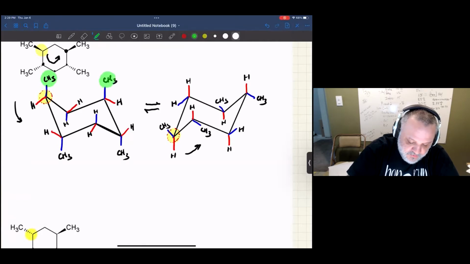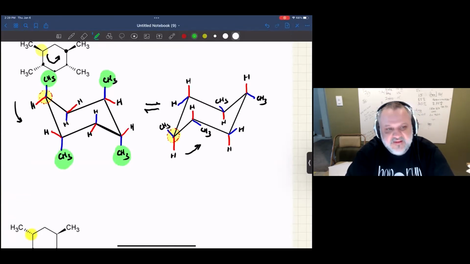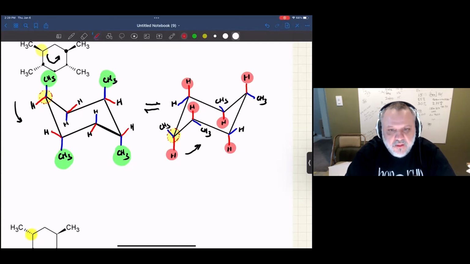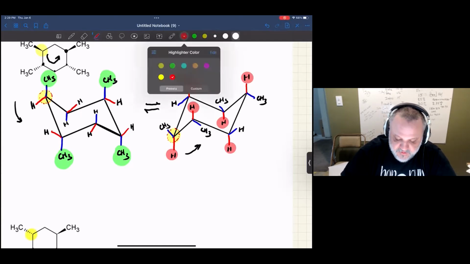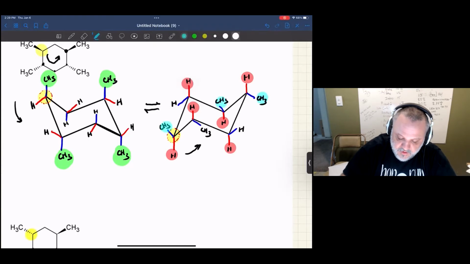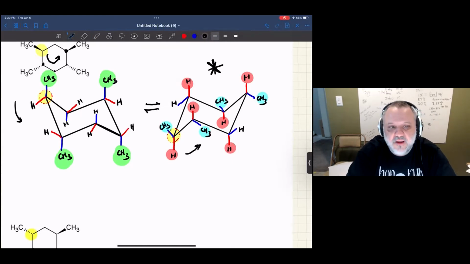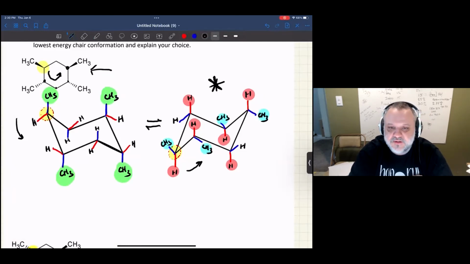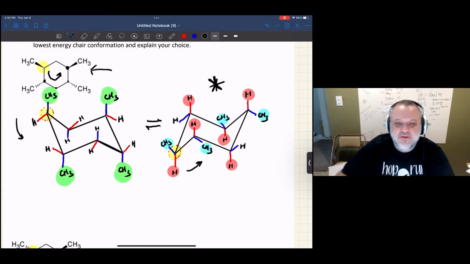What about this one? 1, 2, 3, 4 instances of diaxial strain. And in this one, none of the axial bonds are the CH3 groups. All the CH3 groups in this case are in equatorial positions. So it turns out at the end of the day, this is the lowest energy chair conformation, which means that this is the lowest energy version of 1,2,4,5-tetramethylcyclohexane. Okay.